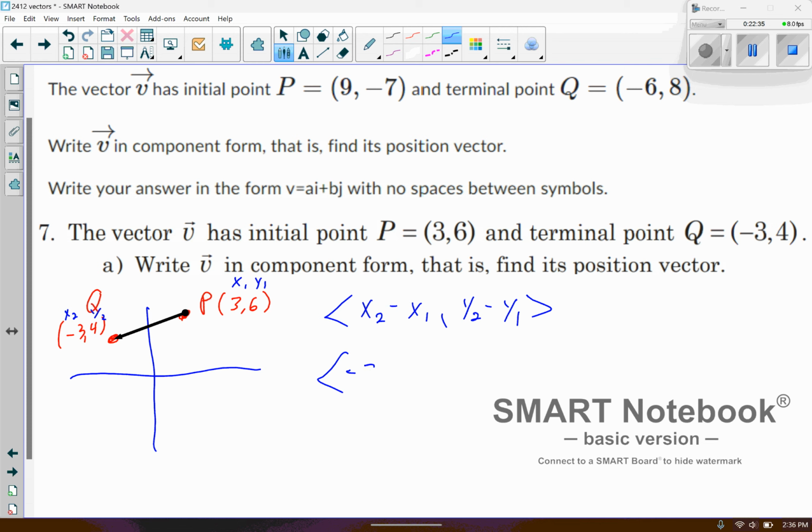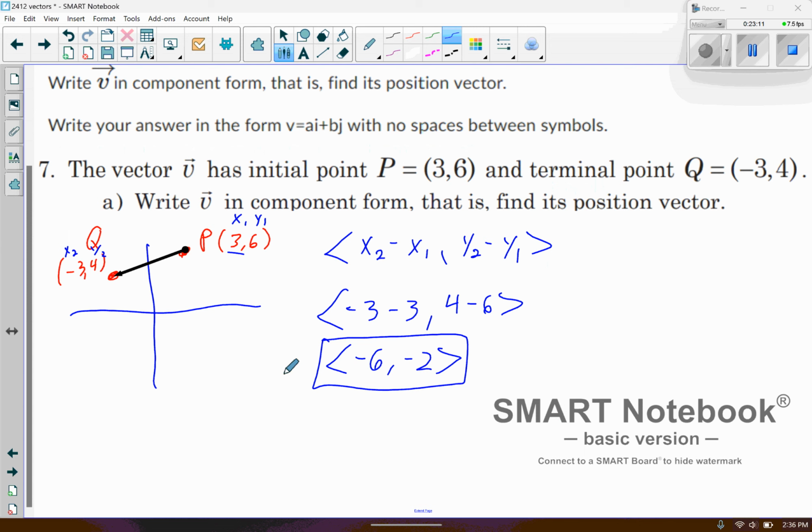So for this one, it's going to be negative 3 minus 3 for my x, and then for the y's, it's going to be 4 take away 6. And so we're going to end up with negative 6 and negative 2. That is the component form of that vector. Now look at the picture, hopefully that makes sense, because my x value went from positive 3 to negative 3. So my x value decreased by 6, a change of negative 6. And the y value went from positive 6 to positive 4, so that decreased by 2. That is the component form of the vector.